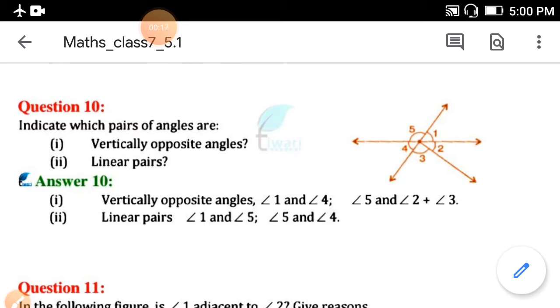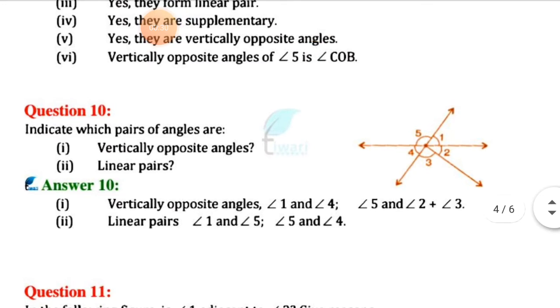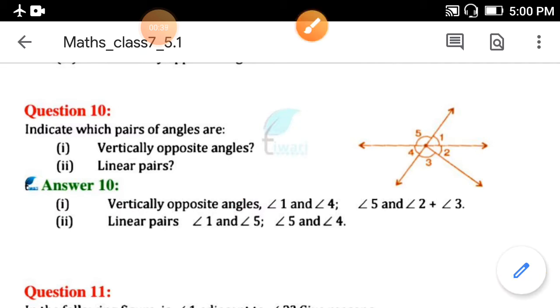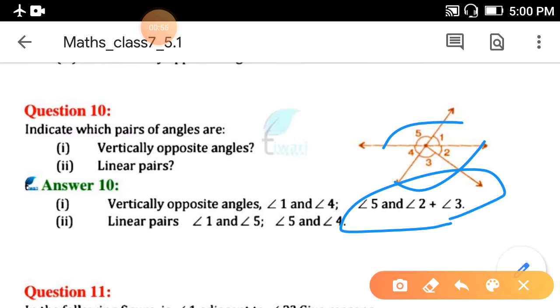Question number 10, indicate which pairs of angles are vertically opposite angles. When two lines are intersecting each other, the opposite angles facing each other are formed. So these two angles are vertically opposite angles. Here angle 1 and angle 4, sorry, not 5, both are vertically opposite angles. And the second pair, that is 2 and 3, is also vertically opposite angles.